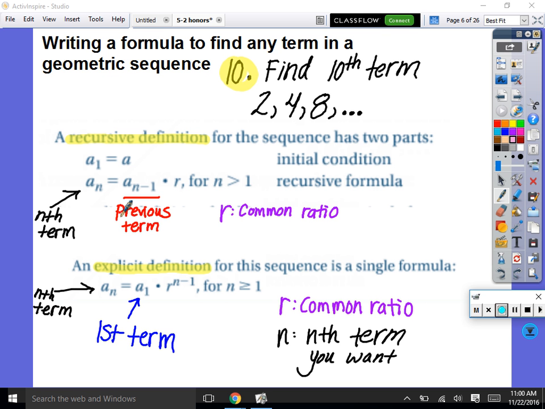So look at number 10. Let's write a recursive definition. 2, 4, 8. Aren't we multiplying by 2 every time? So our recursive definition would be a sub n equals the previous term, which is a sub n minus 1, times 2. That would be a recursive definition. However, once again, that's not super helpful because you would need the previous term to find the next term. So we really like an explicit definition better because you don't need the previous term. You'll want this. It's on your worksheet. I've already written it for you. Yes?